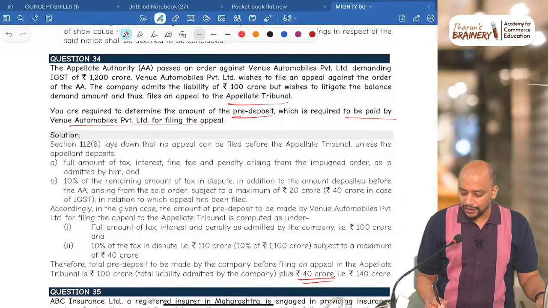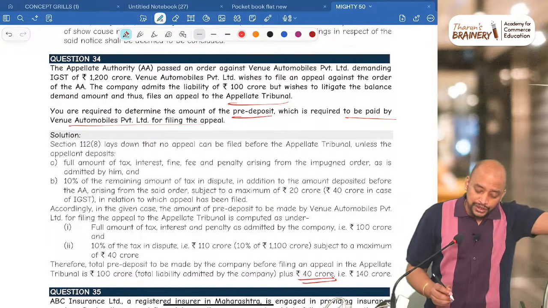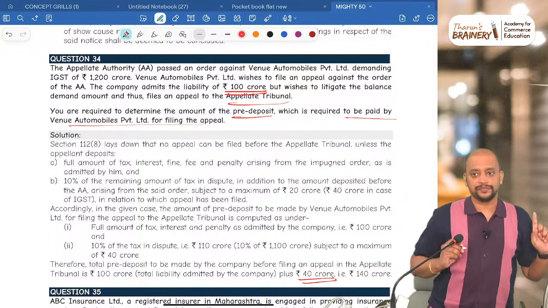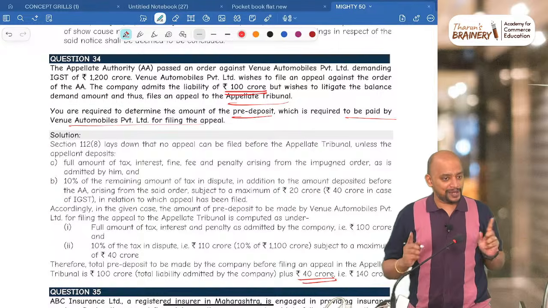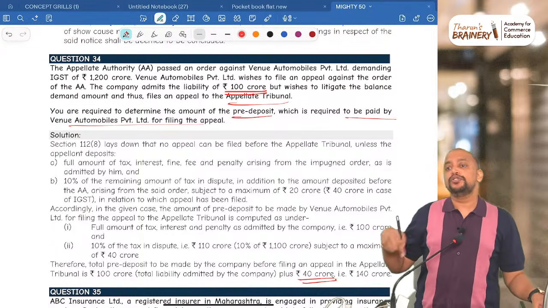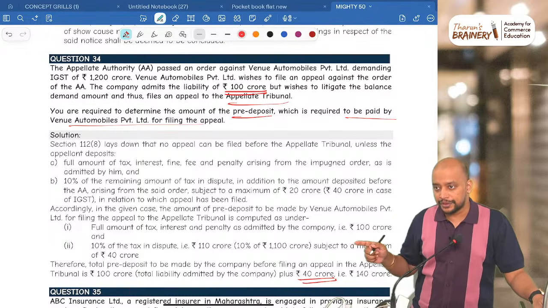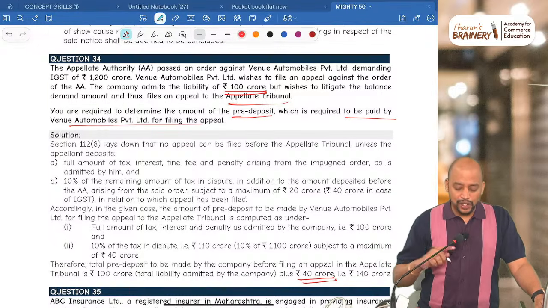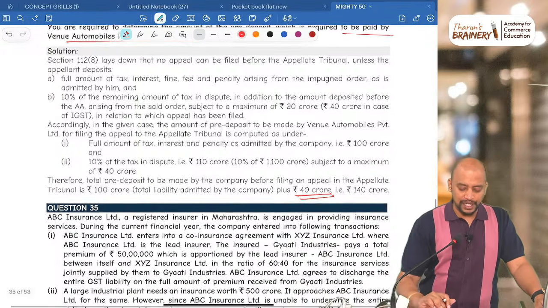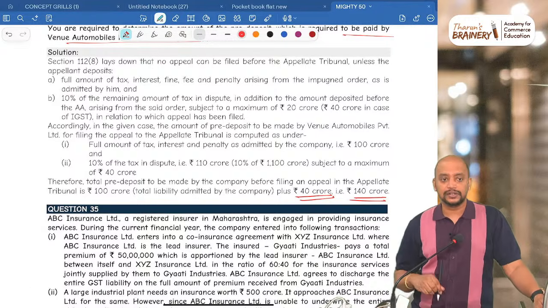Only 40 crores as pre-deposit, in addition to the admitted dues of 100 crores. That 100 crores anyhow we need to pay, plus on the disputed tax it will be 10%, subject to a maximum of 20 crore under each Act. So accordingly 40 crores. So total pre-deposit will be 140 crores. Clear?